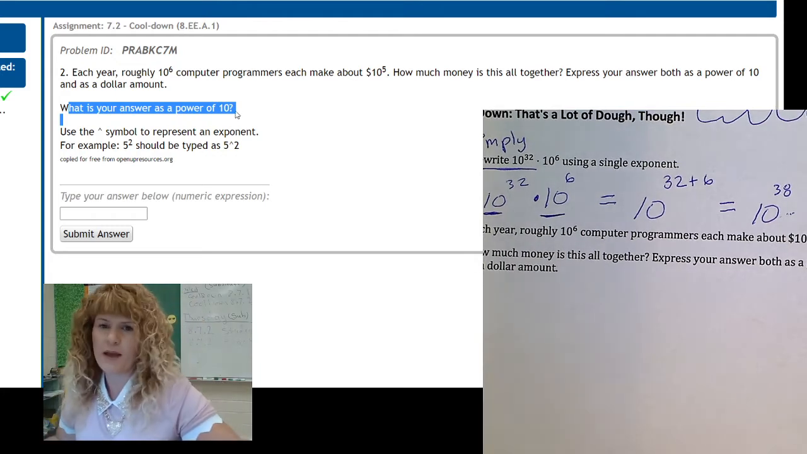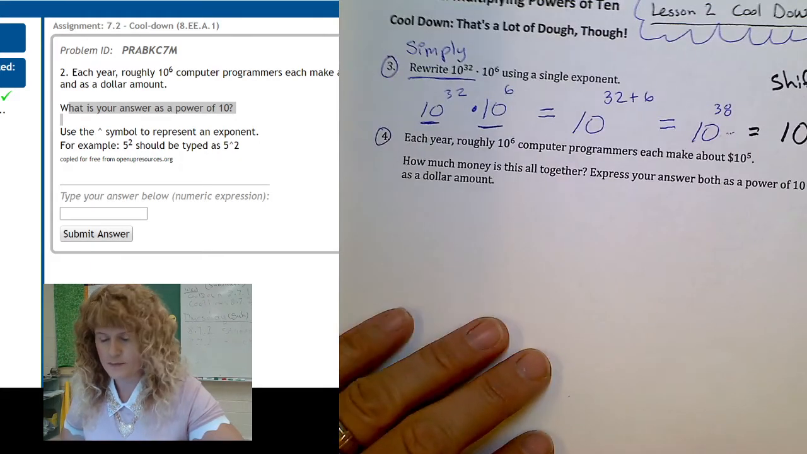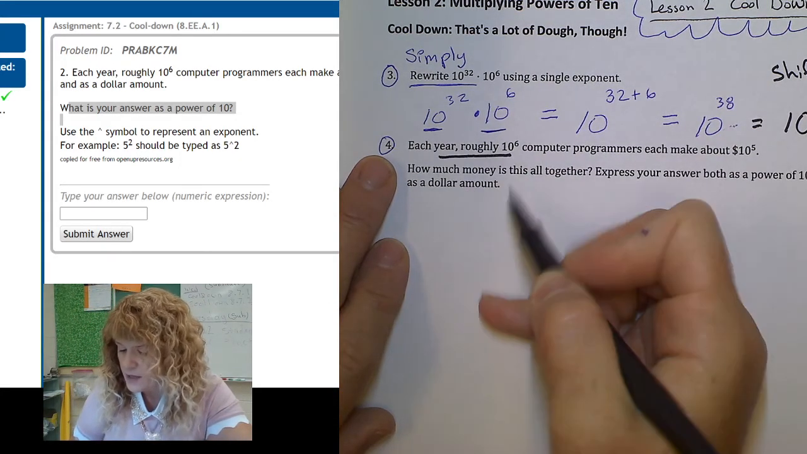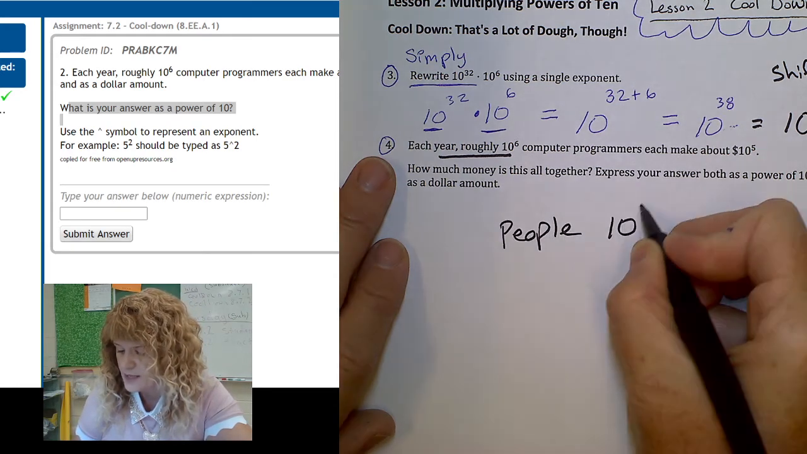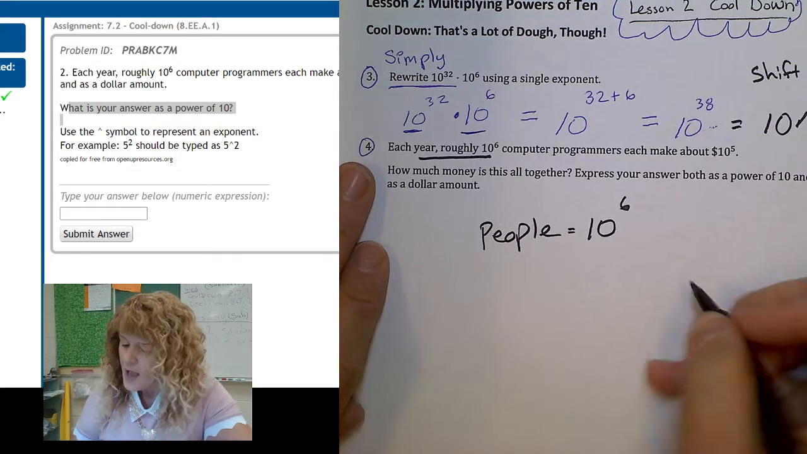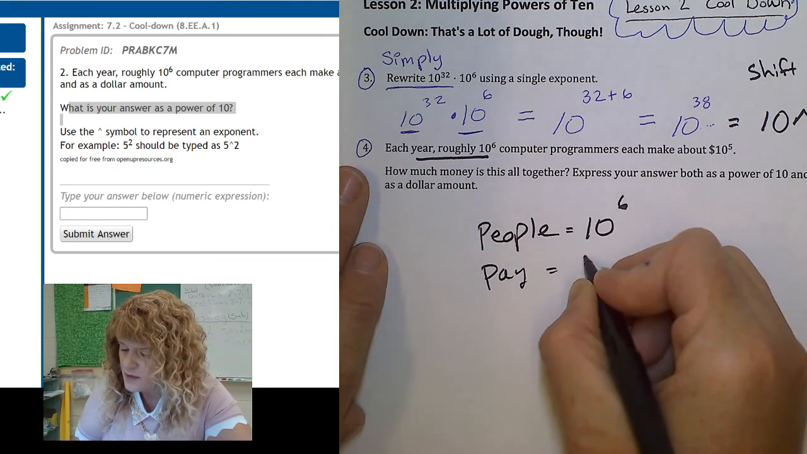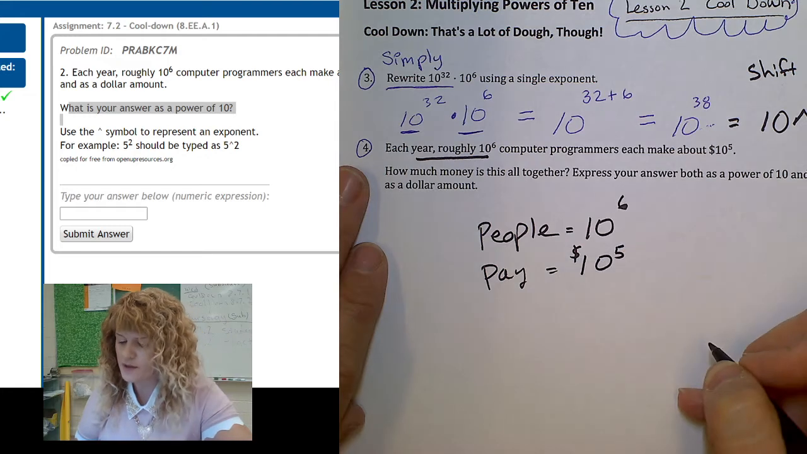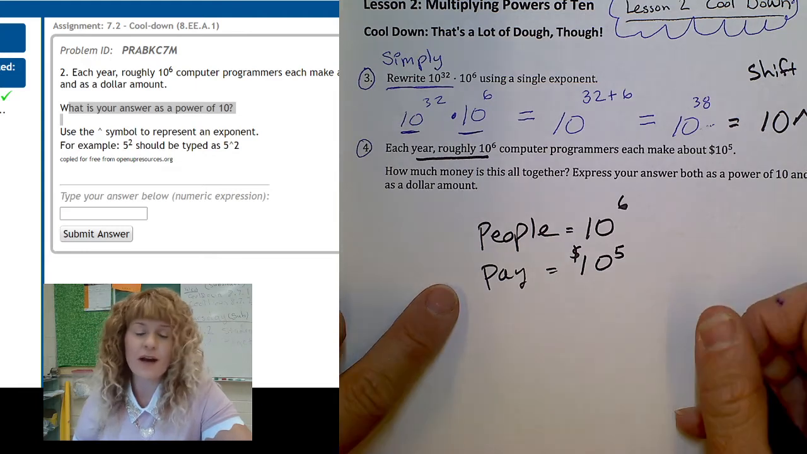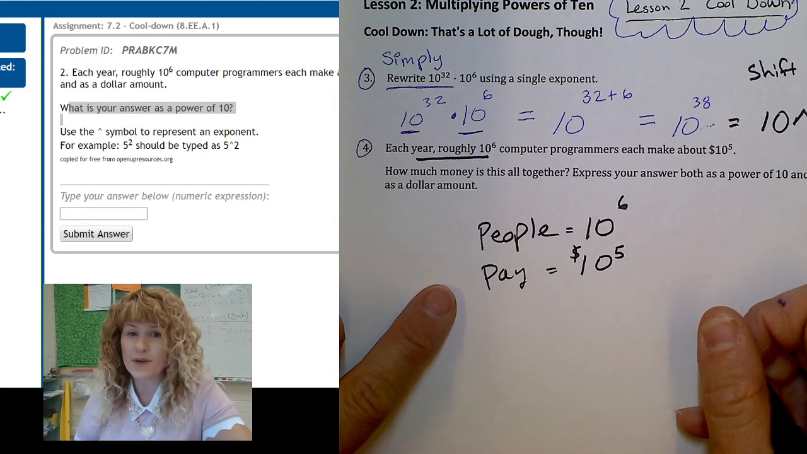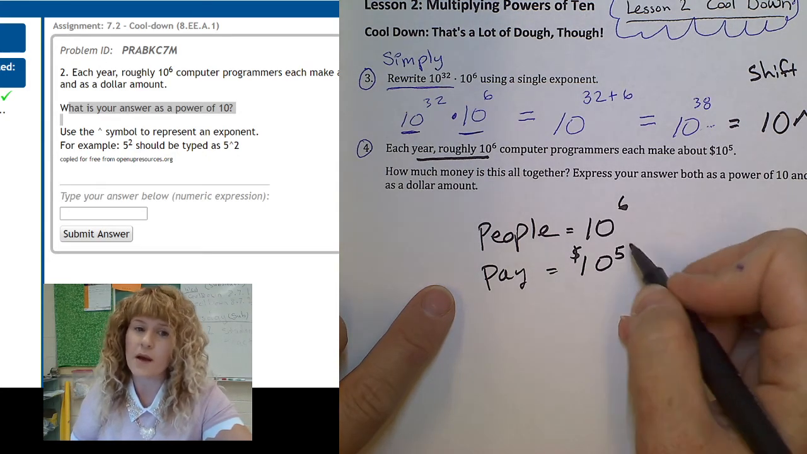Hold on, let me help you on my paper, and I want you to write this down too, so that you're not just listening, but really do something here. Okay, so how many computer programmers are there? Computer programmers are people, and there's 10 to the 6th of them. And then what is their salary? Their pay? They earn 10 to the 5th dollars per year. Nice. So how much money is that all together? How much do all computer programmers make if you combine them all? You have to multiply these numbers. Multiply how much they make by the number of people.